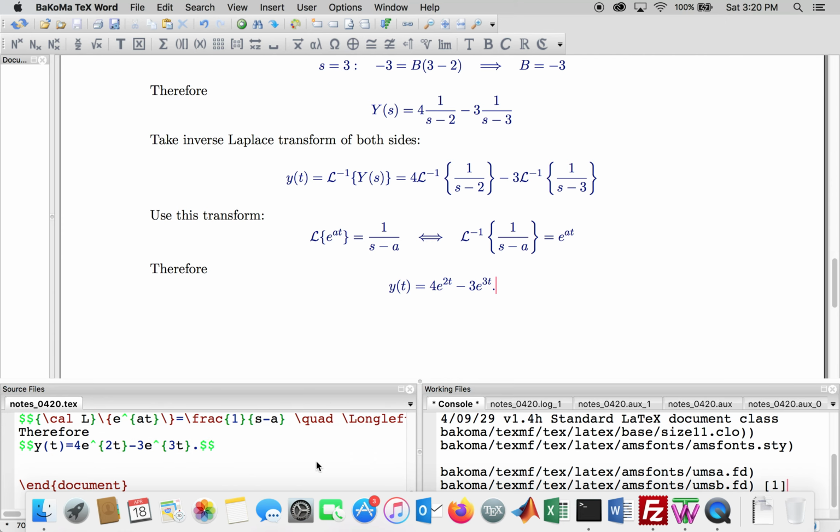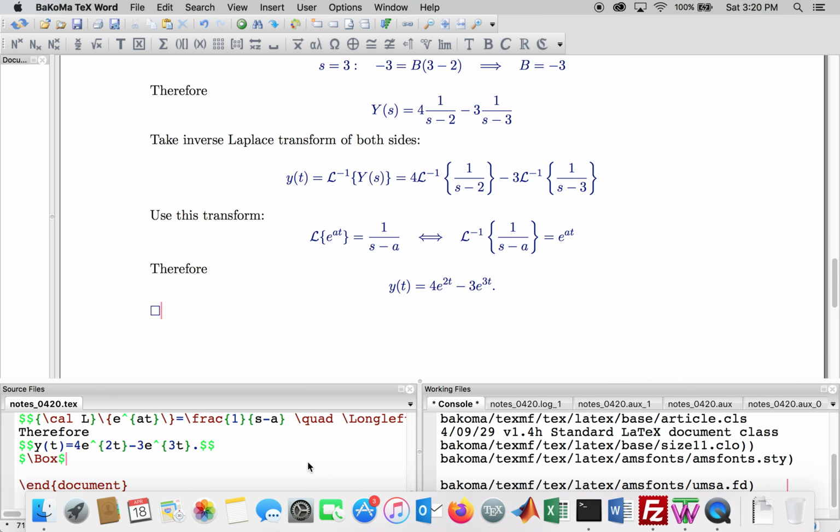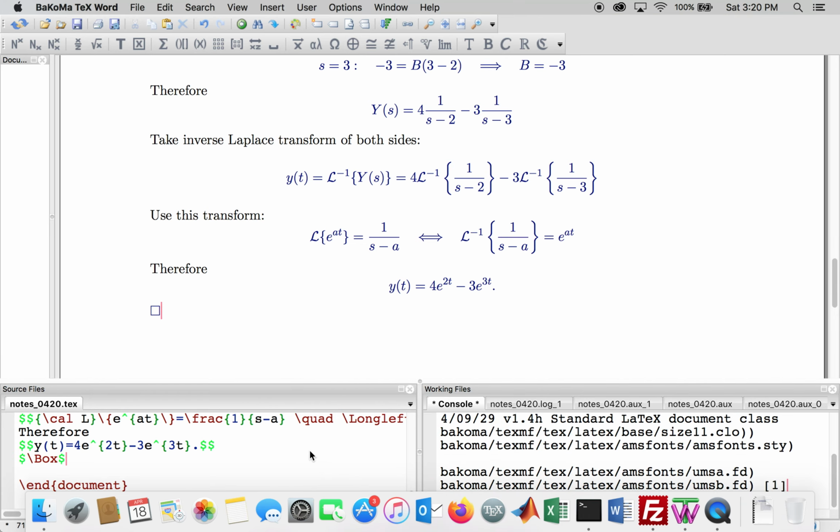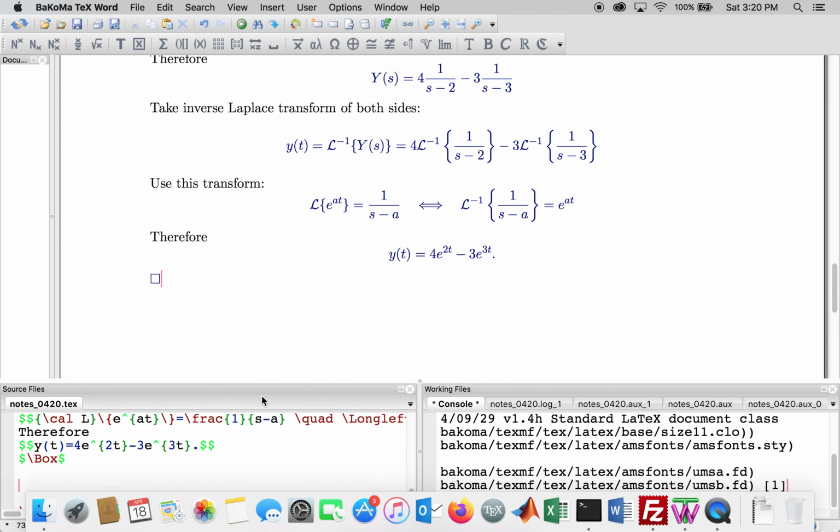Now I'll show you another example that involves somewhat different algebra. Before getting into that example, all right, that box will mark the end of this example.